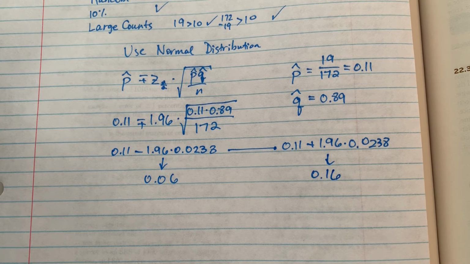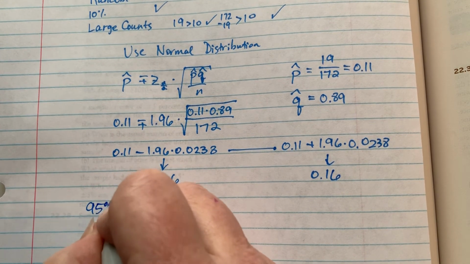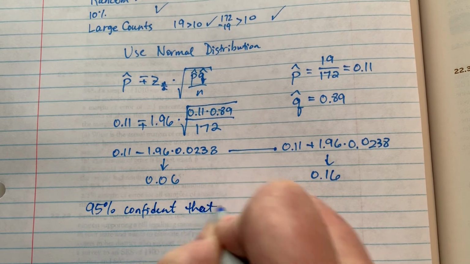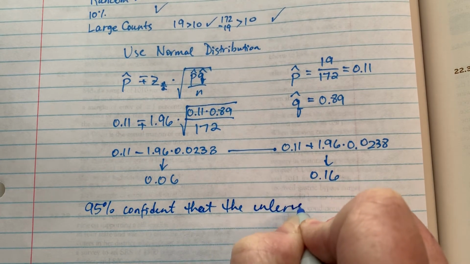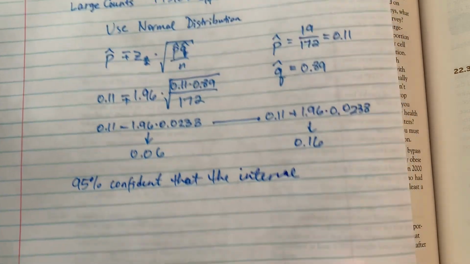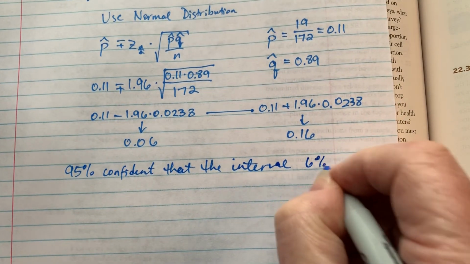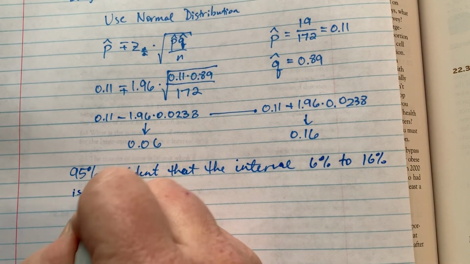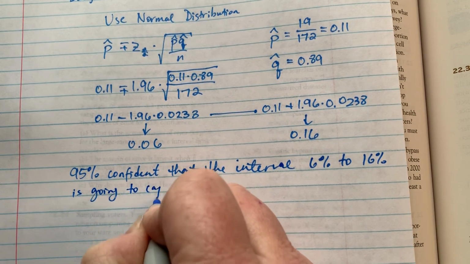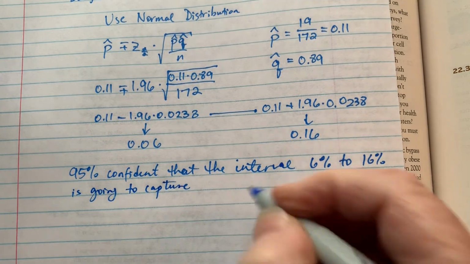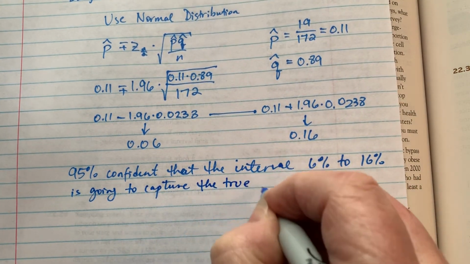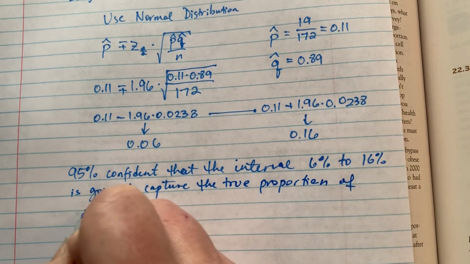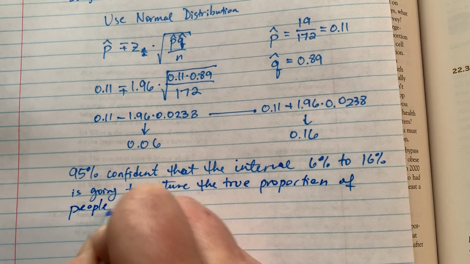I am 95% confident that this interval, 6% to 16%, is going to capture the true proportion of people willing to report cheating, or students willing to report cheating.